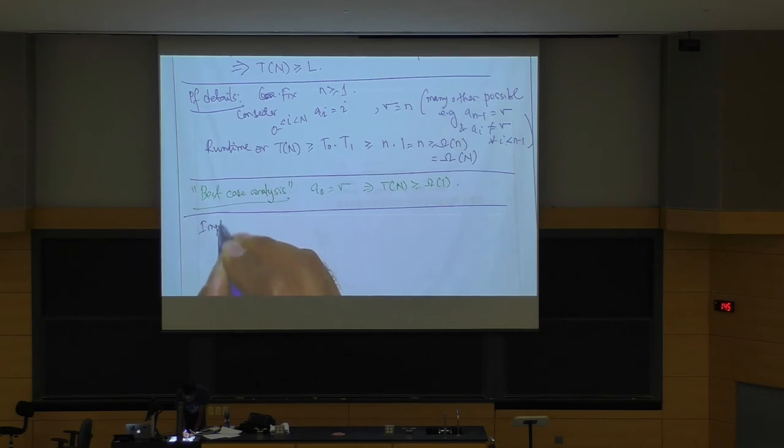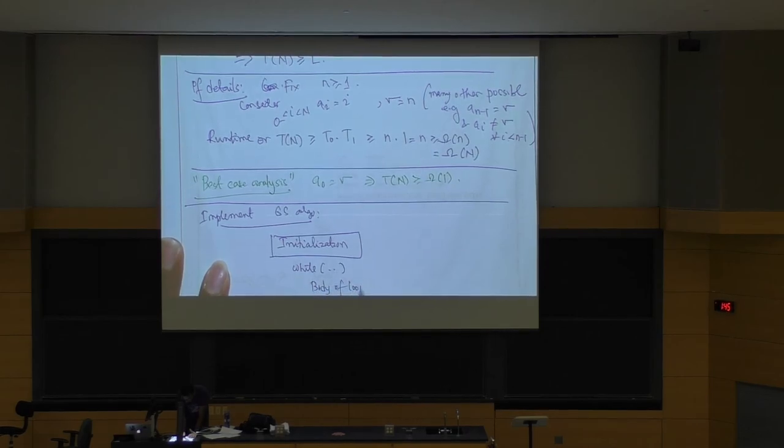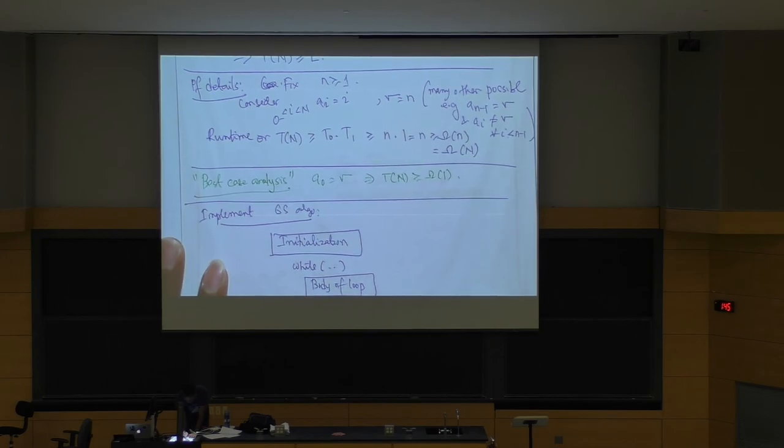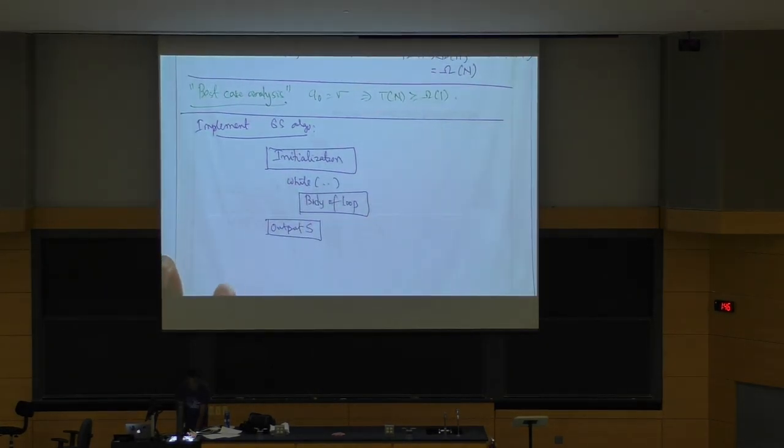So again, we want to implement the Gale-Shapley algorithm. And if you look at the structure of the algorithm, you have an initialization step. This is where you're saying all men and women are free. And then you have a loop where you're checking if there exists a free woman who can propose. And then you have the body of the loop. And then finally you want to output the matching.